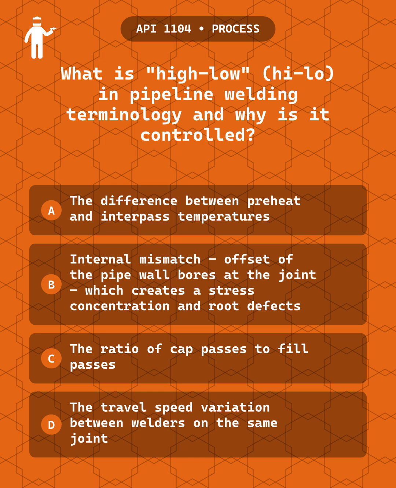Question 1. What is high-low in pipeline welding terminology, and why is it controlled? Is it A, the difference between preheat and interpass temperatures, B, internal mismatch at the joint that creates stress concentrations and root defects, C, the ratio of cap passes to fill passes, or D, travel speed variation between welders on the same joint?